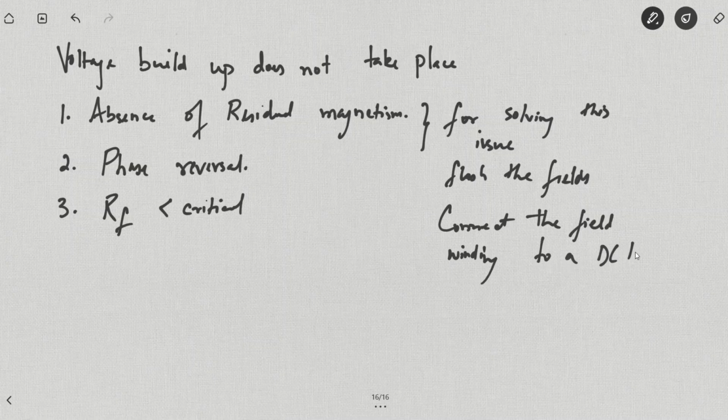Momentarily connect this, so that DC voltage will flow to the field winding. That will produce a flux, and current will start to flow through the field windings.